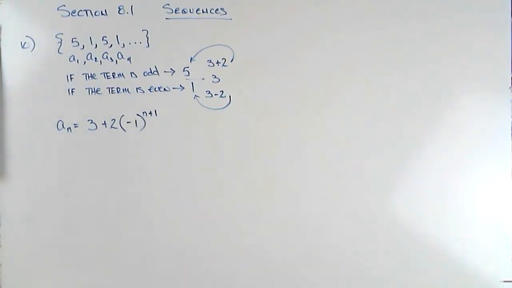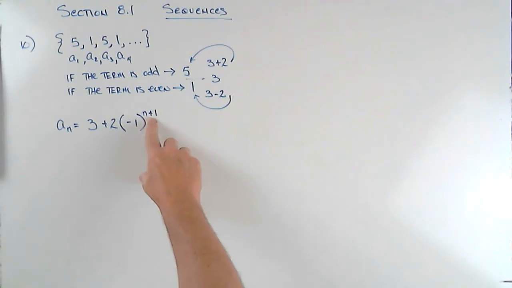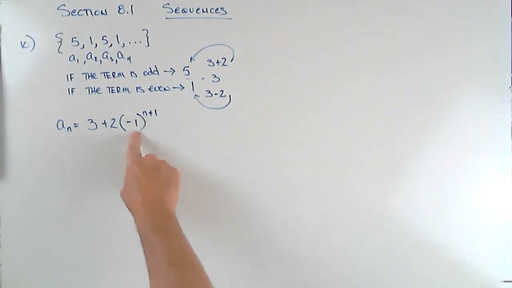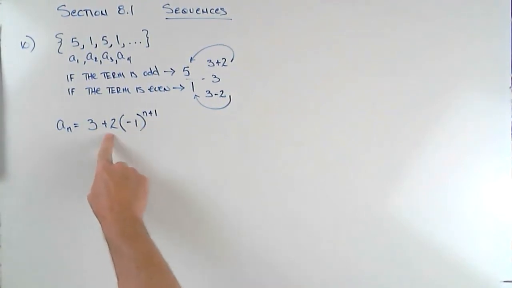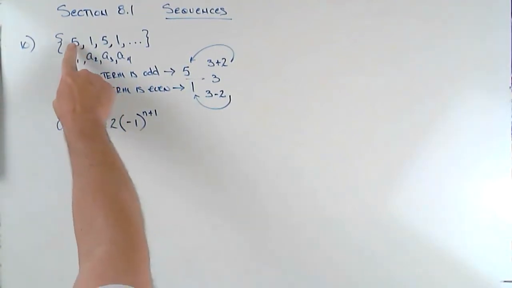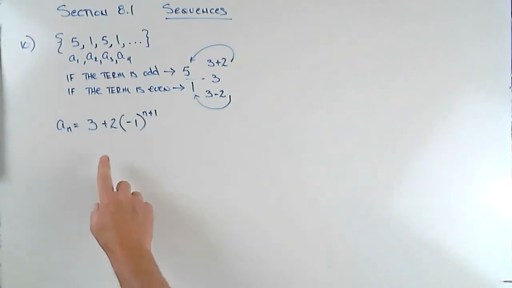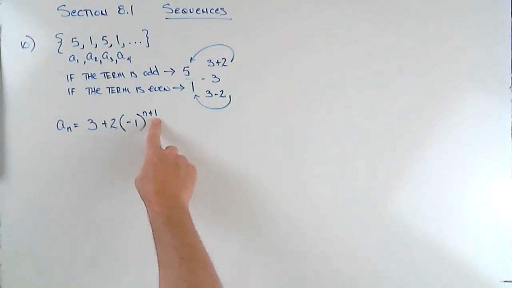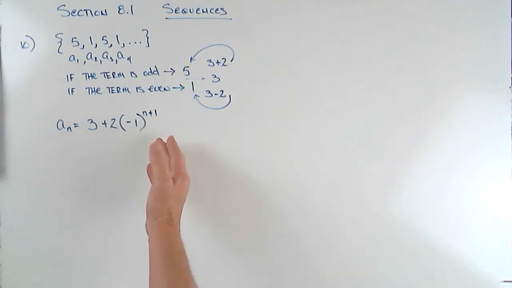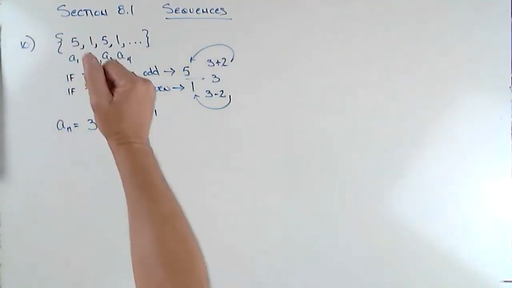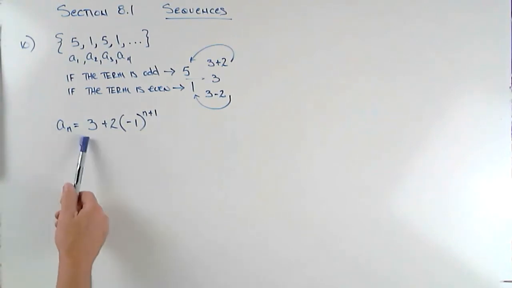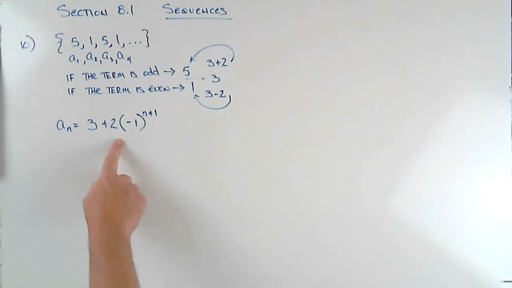Now when n is 1, this is 1 + 1, that's 2. -1 squared is going to be 1. 3 + 2 is going to be 5. A sub 1 would be 5. When a sub 2 is asked for, however, we would have 2 + 1. 2 + 1 is 3. -1 to the third, -1 times 2, -2. 3 - 2, that gets us our 1. So this is our general term for question number 10.